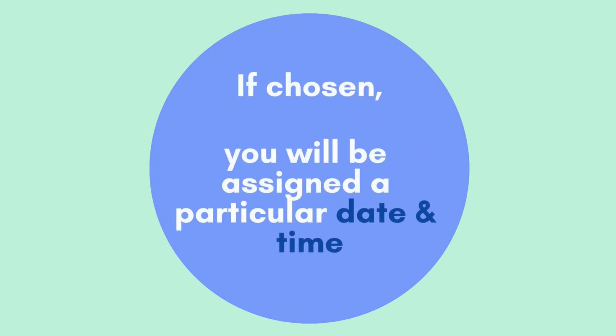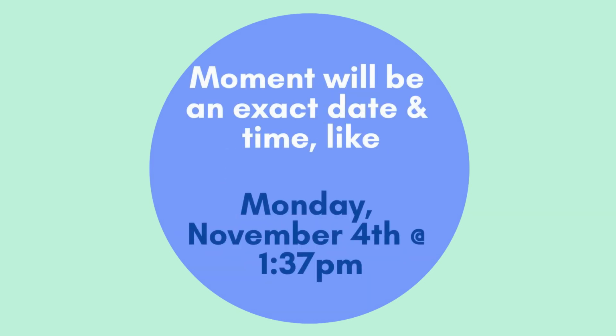Random Moment Time Studies are meant to determine what you are doing at a specific minute in time. If you are chosen for an RMTS, it will be assigned to you for a particular date and time. For example, your moment could be designated for Monday, November 4th at 1:37 p.m. It will want to know what you are doing for that exact minute of the selected day.